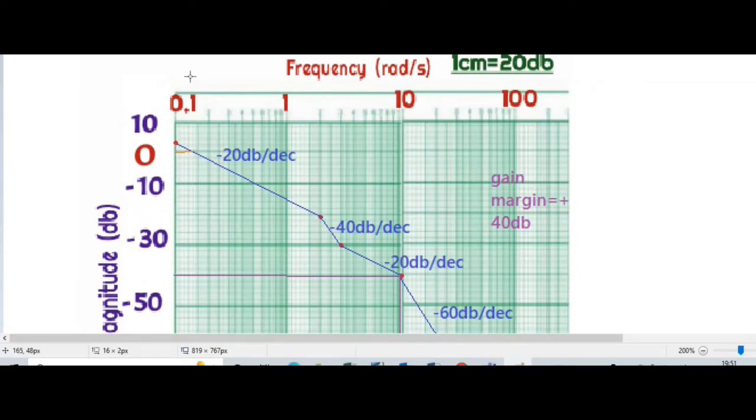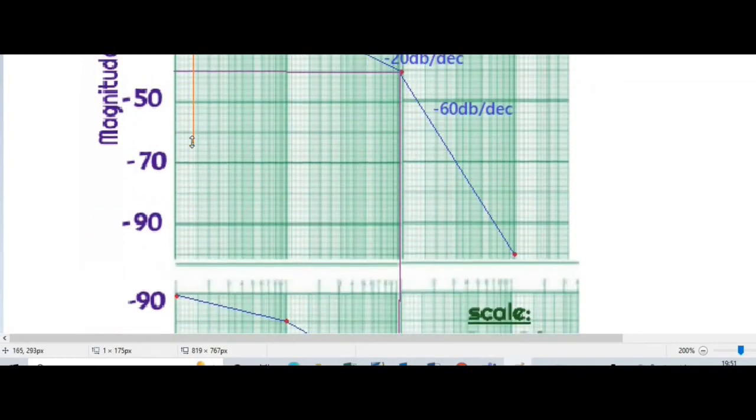Now again, we have to follow the same procedure. That is, we have to draw one vertical line passing through the point of intersection. From this point of intersection, I draw one vertical line up to the point where it intersects the phase plot. So here is the point. Now again we have to draw one horizontal line. It will cut the graph at a particular point, and again we have to draw one horizontal line.